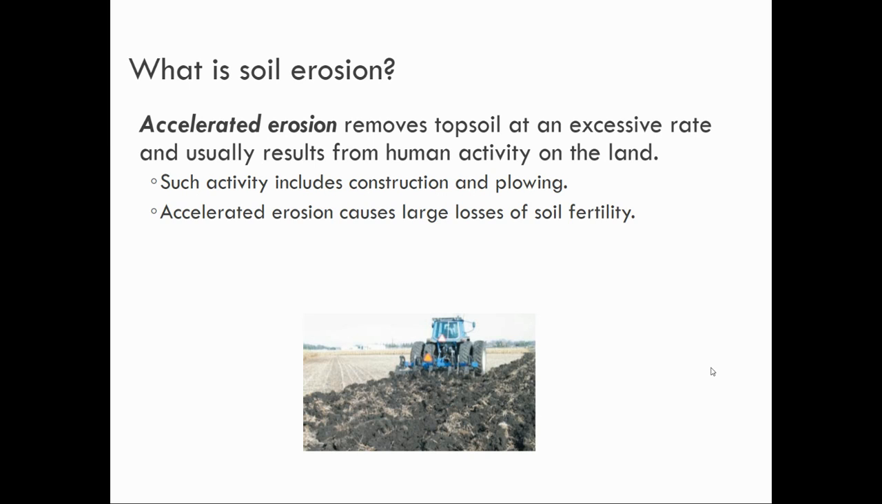So, accelerated erosion removes topsoil at an excessive rate, and it is usually the result of human activity on the land. So this could be construction or plowing, anything that kind of disturbs or destroys vegetative life. And this also can cause the soil to lose fertility as well.